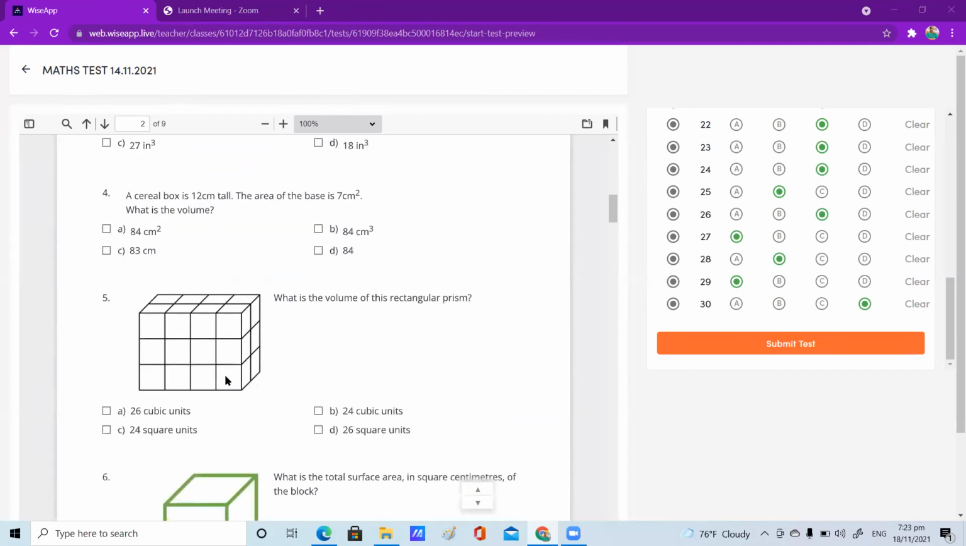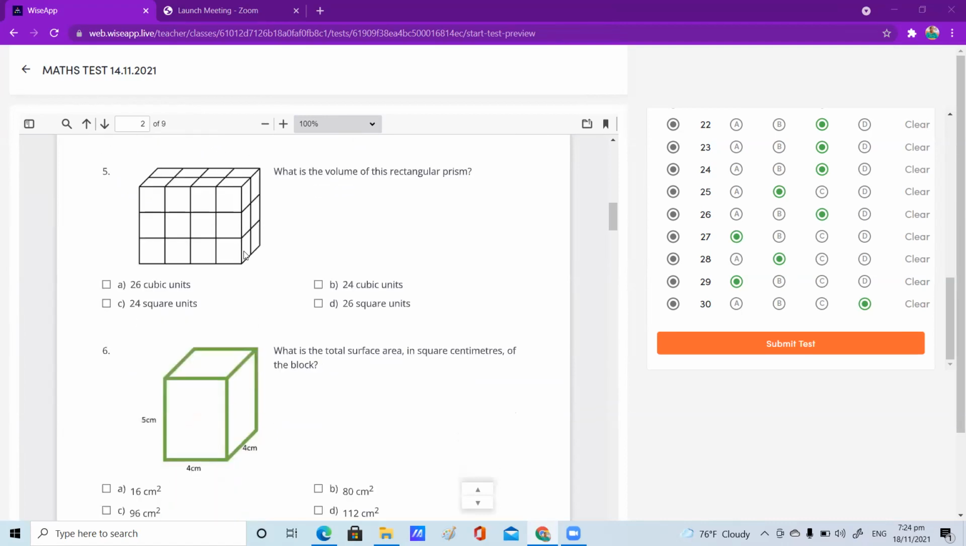Next. A box 12 centimeters tall, and the area of the base is 7 centimeters square. 84 centimeter cube. Very good, Nana, because you just multiply base area with the height. 7 into 12 is 84. Is it centimeter square or centimeter cube, children? It's centimeter cube. Volume is always in cubic units, right? Next.